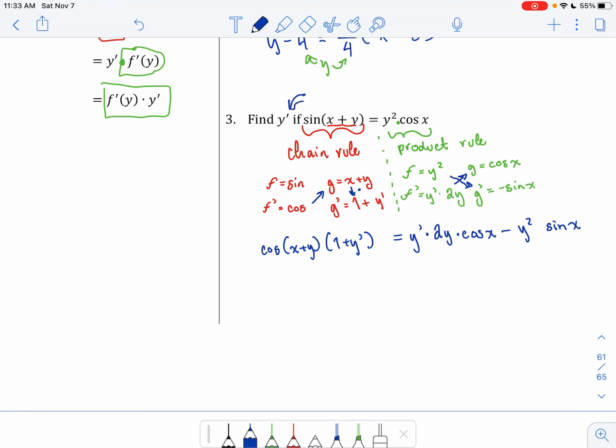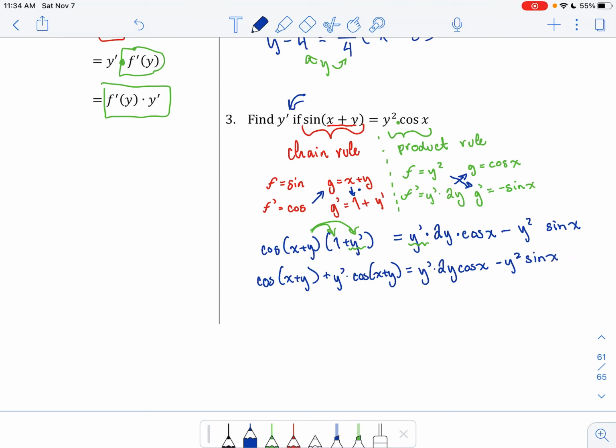Now again, the goal is to find y prime. So we want to solve for this, but we have two terms. If you remember from other lessons, what you want to do is combine those. So what I'm going to start with is distributing here, and I'm going to end up with cosine x plus y prime times cosine of x plus y. And that's just equal still to y prime times 2y cosine of x minus y squared sine x.